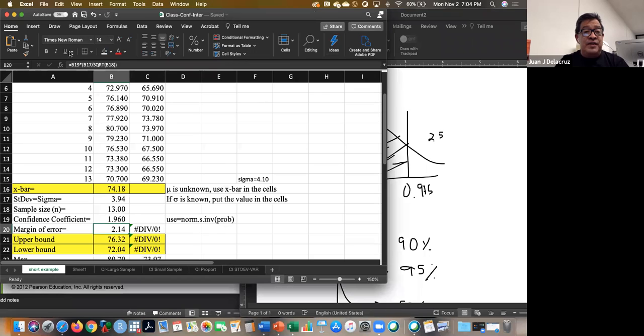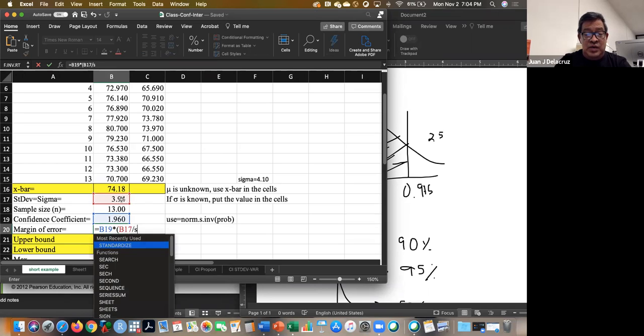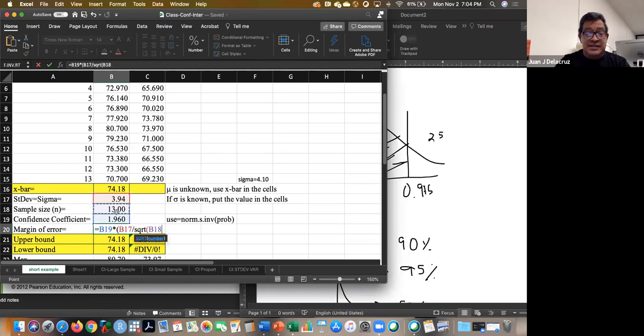Then we find the margin of error. As you can see here, I did the same thing. We can do it again. It's going to be equal to the C-score multiplied by sigma, divided by the square root of my sample size, in this case 13, and then that's going to be the margin of error, right? Here I am adding the margin of error. Here I am subtracting the margin of error.